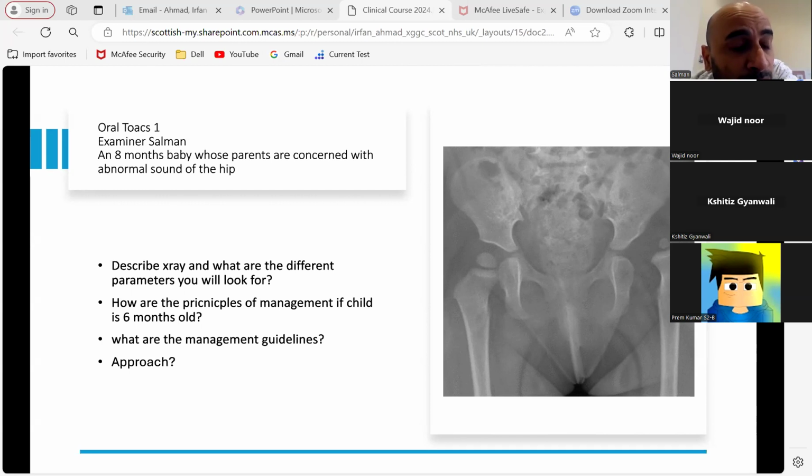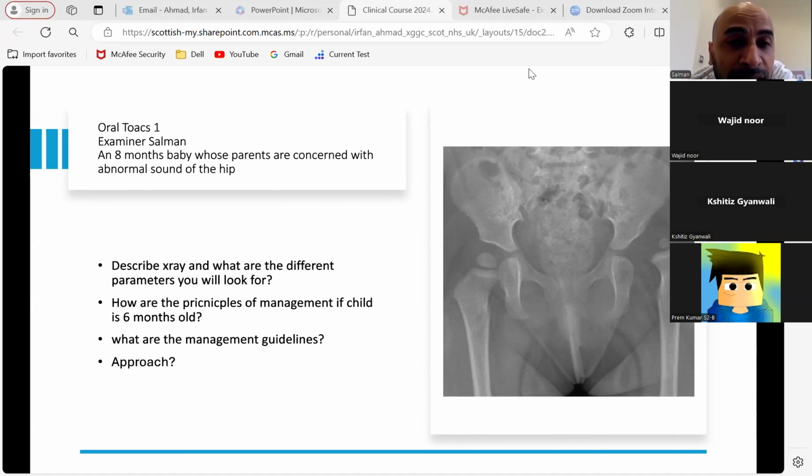How will you follow up this patient? Sir, initially I will call the patient after 2 weeks and check for the reduction of the hip. I will do the ultrasound of the hip joint and I will measure the alpha and the beta angle, sir. Normally, the alpha angle should be more than 60 degrees and the beta angle should be less than 55 degrees. How will you measure this angle? With the ultrasound, sir. Okay, good.